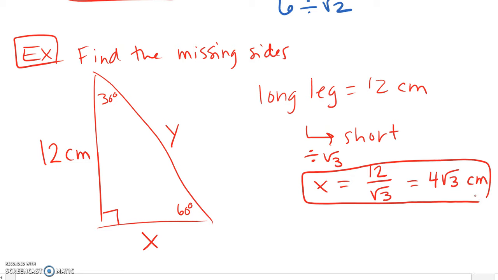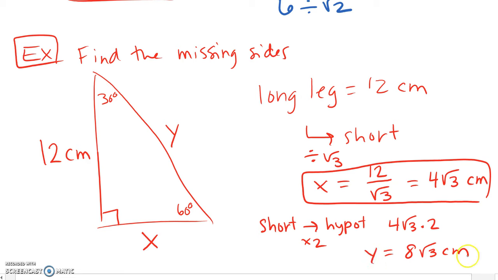And then to find the hypotenuse, I go from short leg to the hypotenuse. I want to multiply by 2. So 4 root 3 times 2 is 8 root 3 centimeters, and the hypotenuse they called y. So there are your notes for 7-3, part 1.